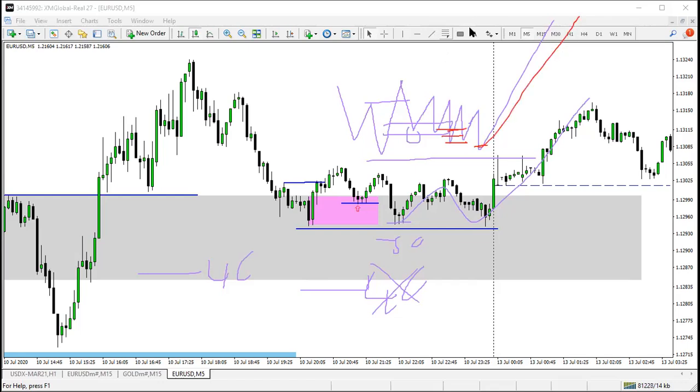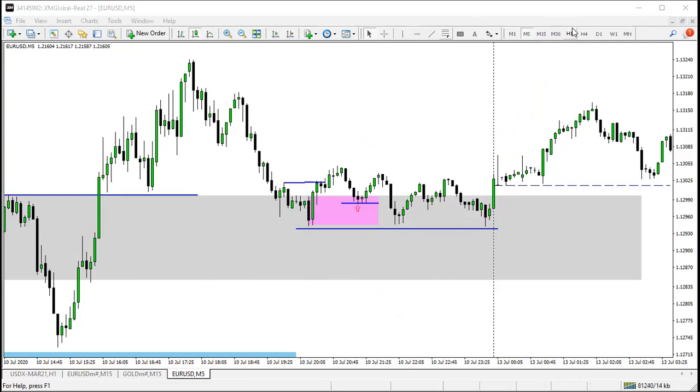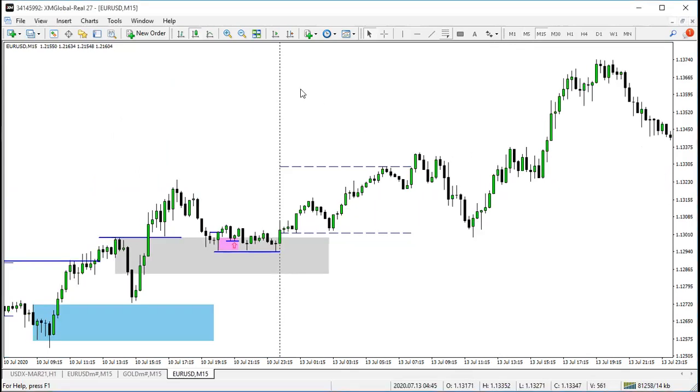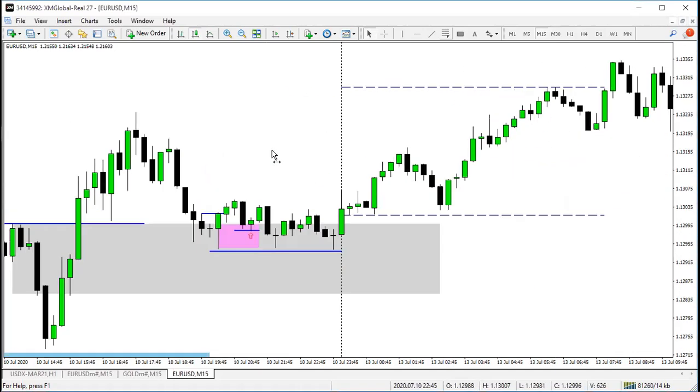So never look at your trade. Once I buy, what I do is I switch to a higher time frame, because on a higher time frame I'm not going to see all of this. But anyway, this was the 5-minute setup, but on 15 minutes, the setup was different.